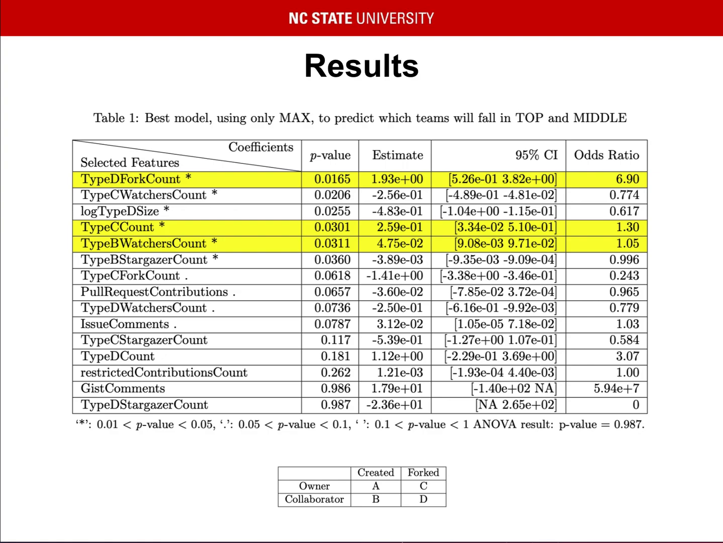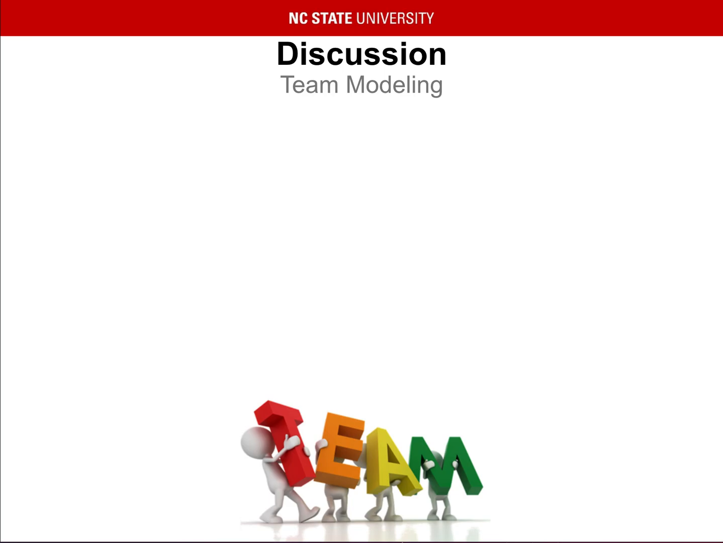Last but not least, this table shows all the finally selected features in the best model for predicting top and middle. This is the model that is the hardest to interpret. The features that are significant suggest that if members in a team have collaborated on higher quality repositories and have forked a lot of repositories, then the team is more likely to be a top team instead of a bottom team. This concludes the results we have.